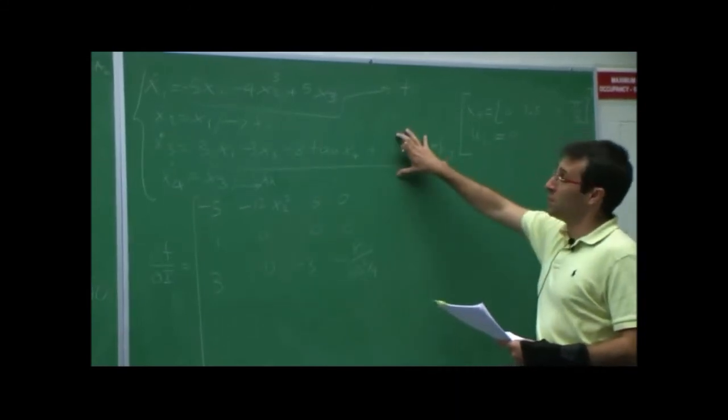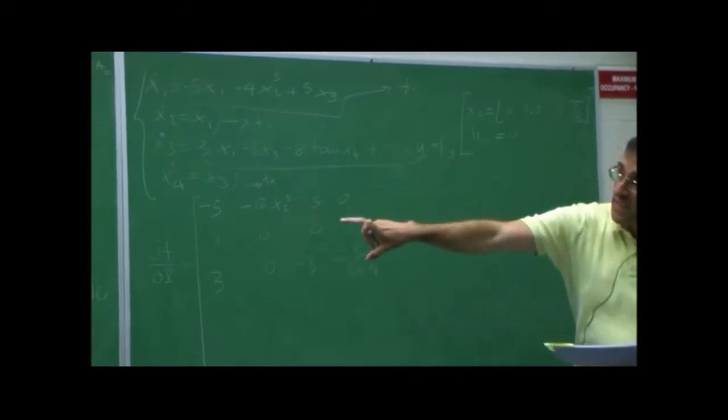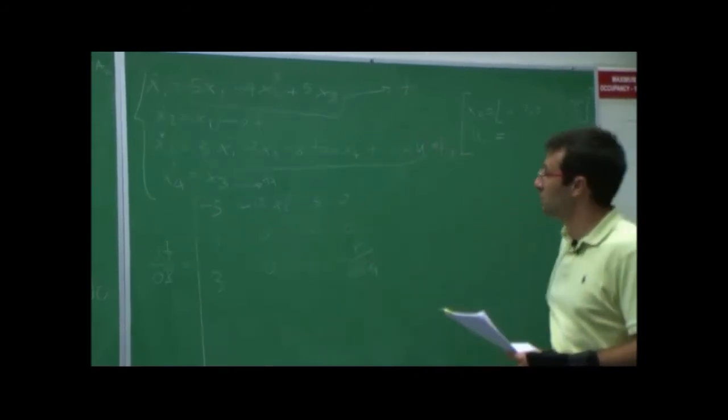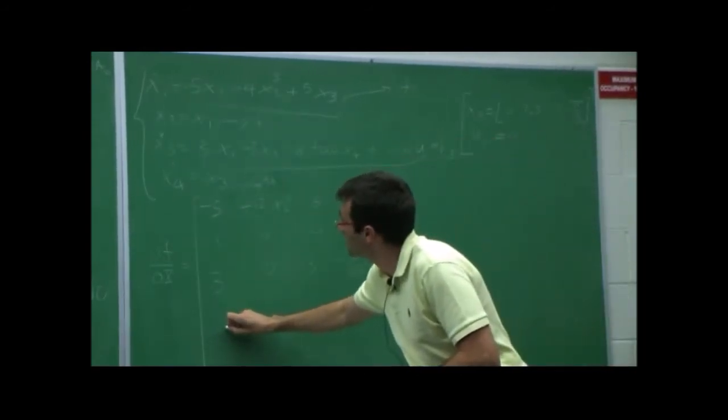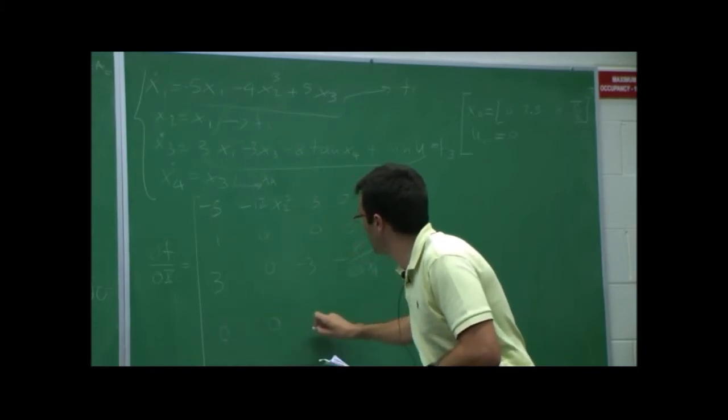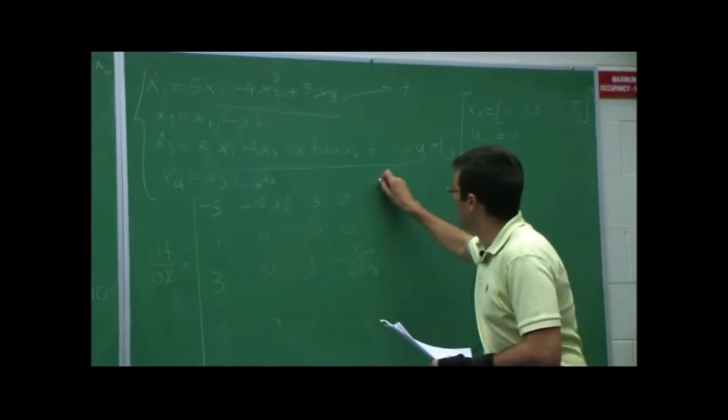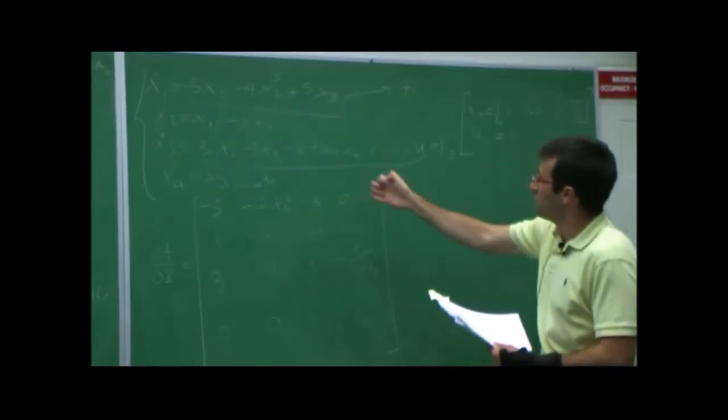That's it. I don't do anything with u. This is the matrix A. I don't take partials with respect to u here. And the last one is 0, 0, 1, 0. Now, you have to substitute these numbers wherever you see x1, x2, x3, and x4.